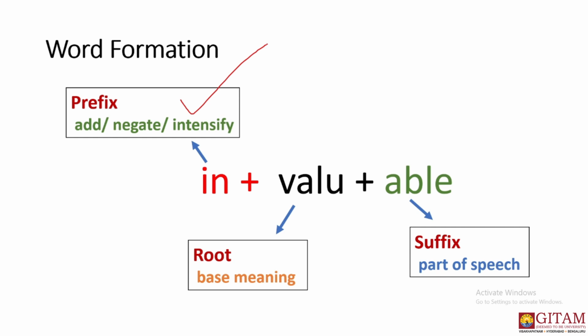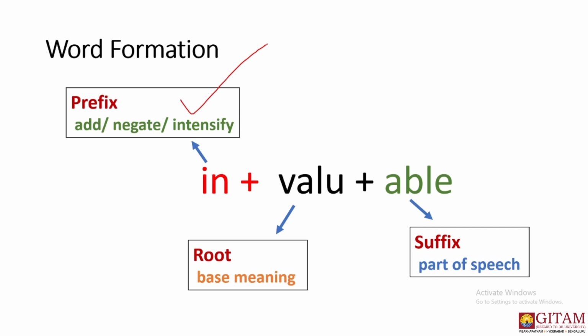What is able? When you talk about ability, we add able. Suffix definitely brings some meaning, there is no doubt, but suffix also helps us understand the parts of speech the word belongs to. So we know where exactly the word fits in a sentence. A noun has a different place in a sentence. An adjective has a different place in a sentence. A conjunction has a different place in a sentence. So we understand the parts of speech. Now what is the root? The word value is the core meaning of this word. That cannot be further reduced. That is the core of this word.